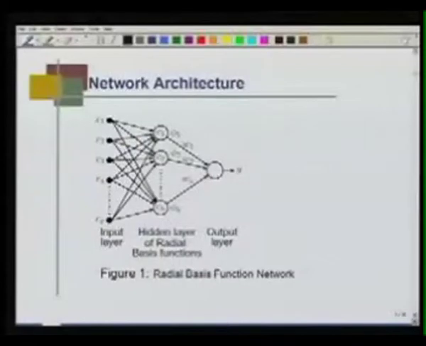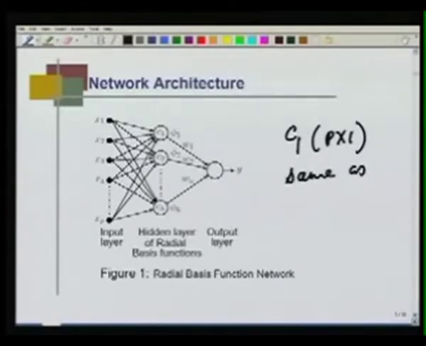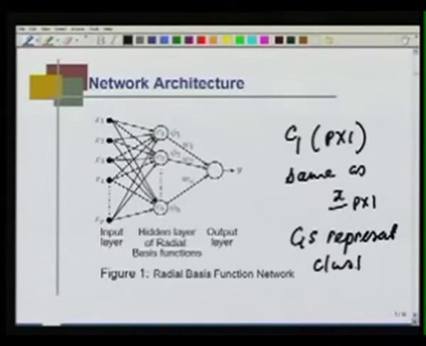It is a radial center because if I look at C1, it has the same dimension as the x vector, which is P into 1, the input vector. And these centers represent the clusters. The centers here, C1, C2 and CH, represent the clusters in the input space.